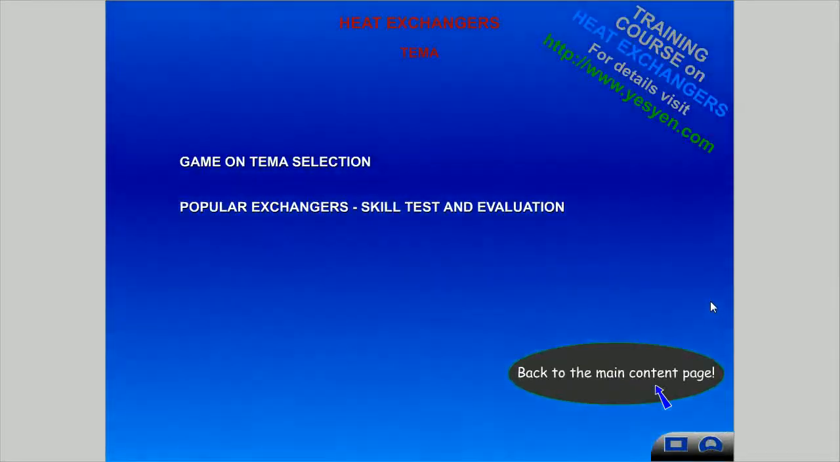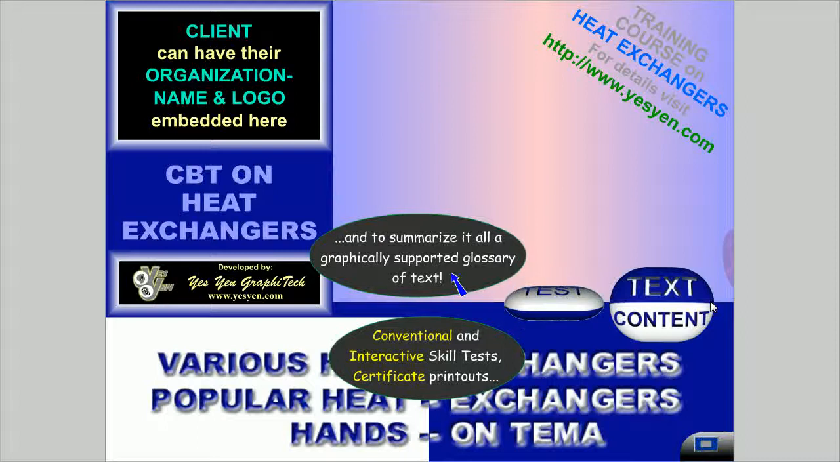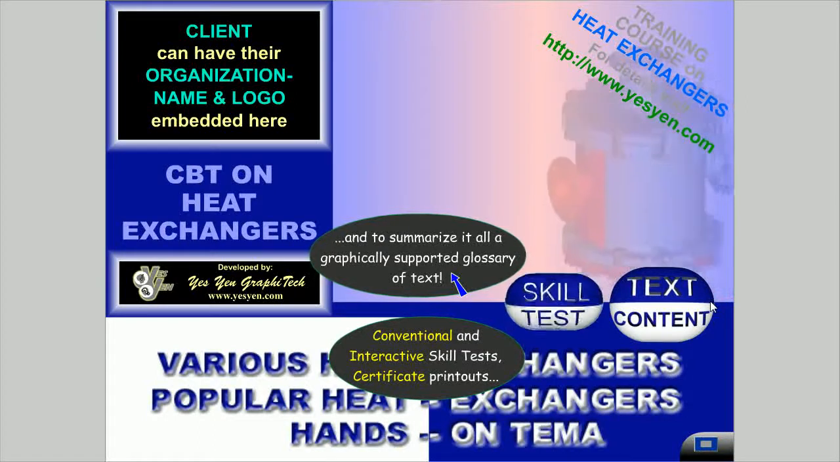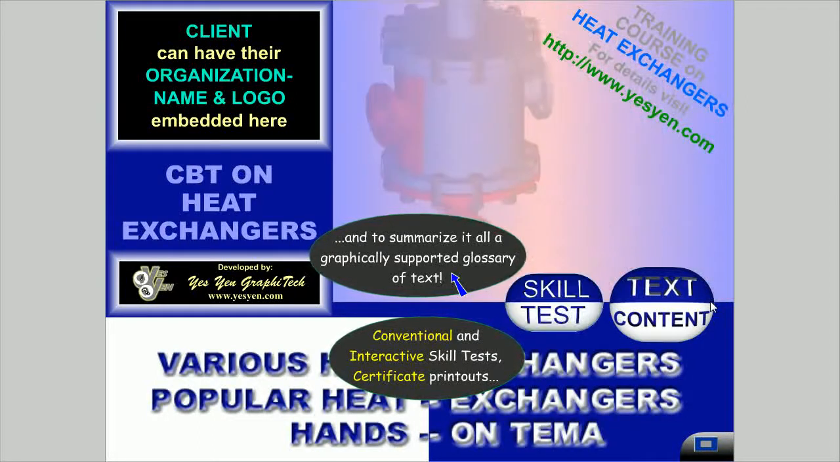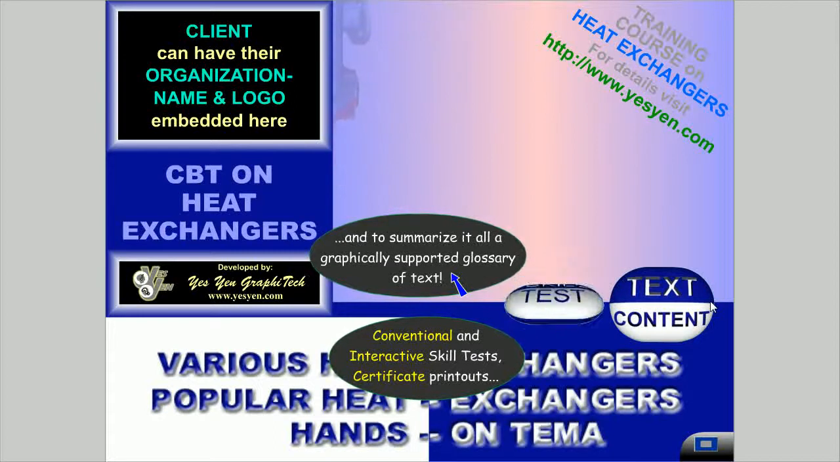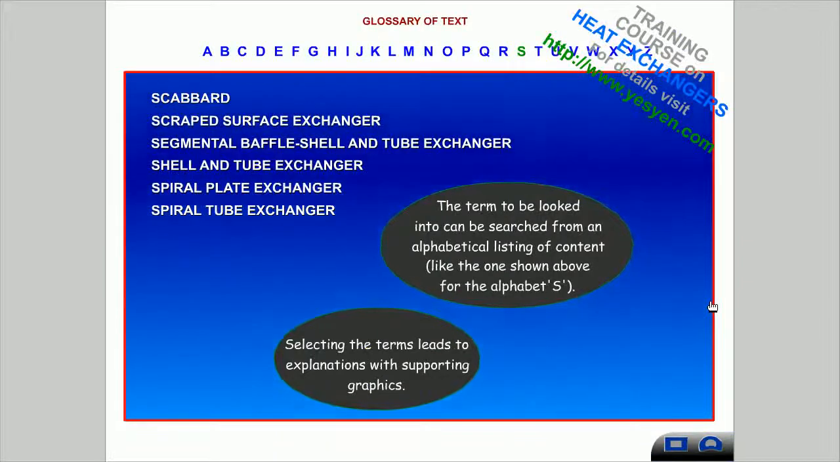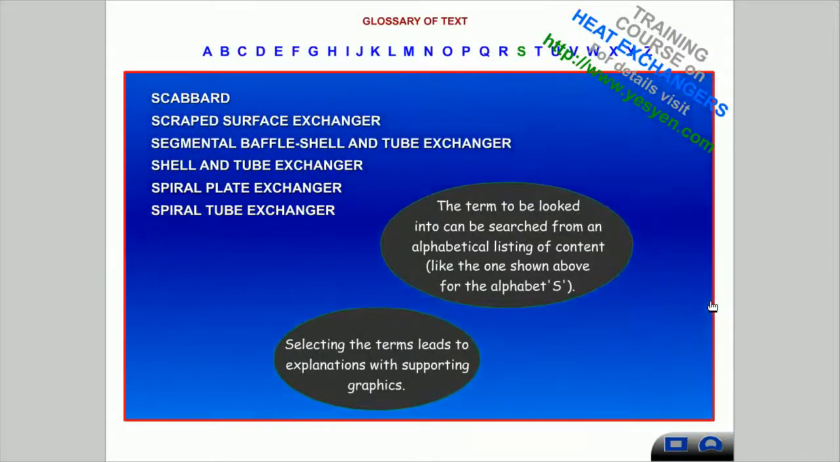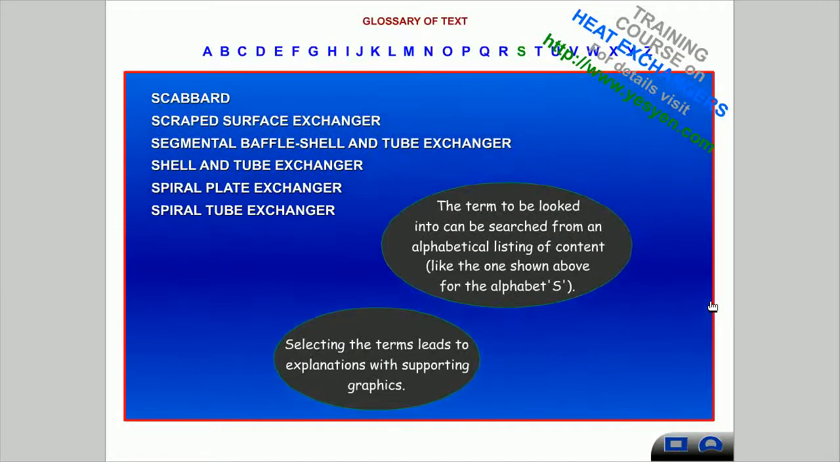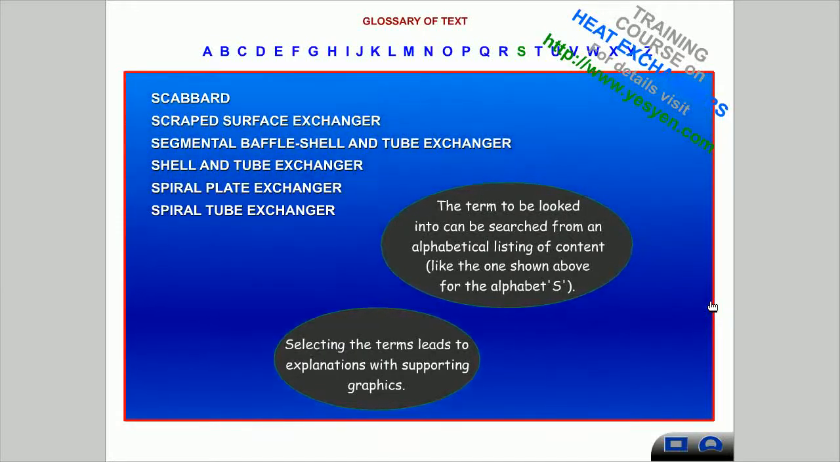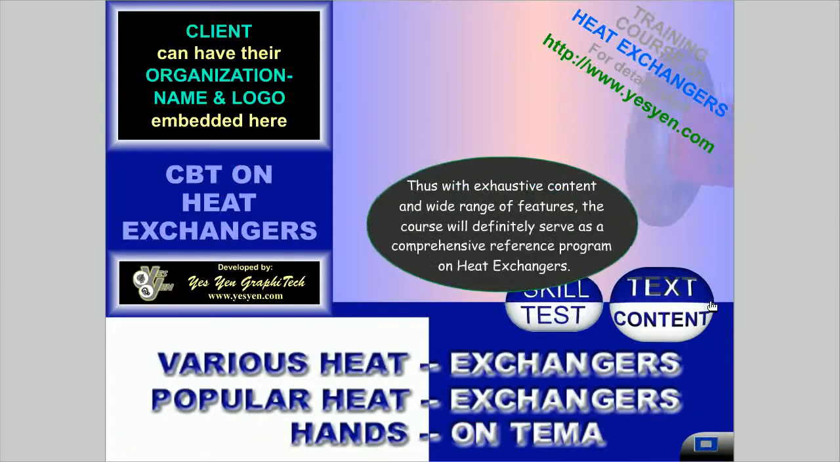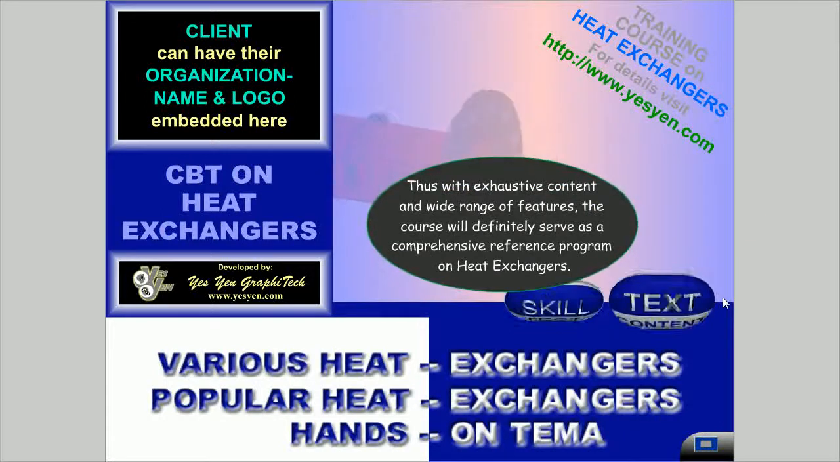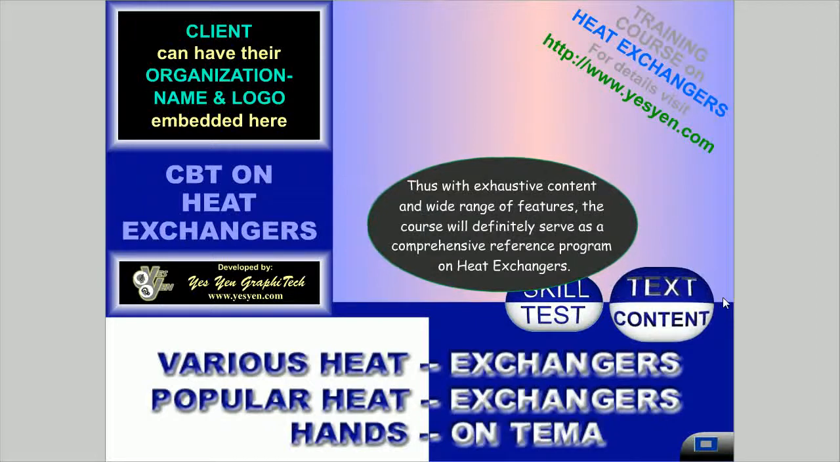Back to the main content page. Conventional and interactive skill tests, certificate printouts, and to summarize it all, a graphically supported glossary of text. The term to be looked into can be searched from an alphabetical listing of content. Selecting the terms leads to explanations with supporting graphics. Thus, with exhaustive content and a wide range of features, the course will definitely serve as a comprehensive reference program on heat exchangers.